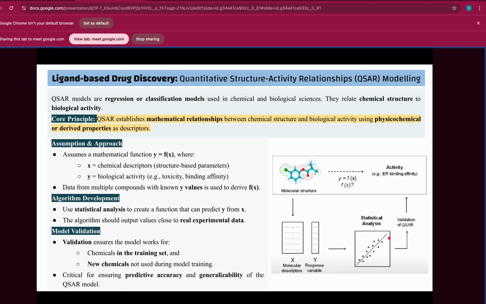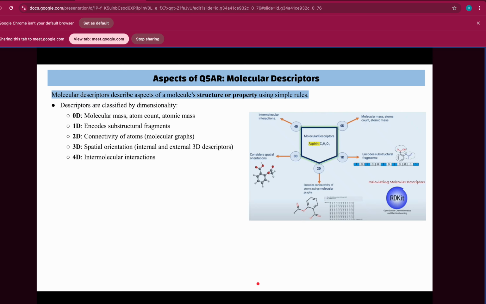So if they are more close to known values, that means our model is good. We can proceed with that QSAR model, and now we can give new compounds and we can predict the activity. This step is generally to reduce the time so that we can shortlist the lead compounds, and ultimately for those shortlisted compounds we can perform experimental studies. So it is critical for ensuring the predictive accuracy and generalizability. That's why this validation step is very important.